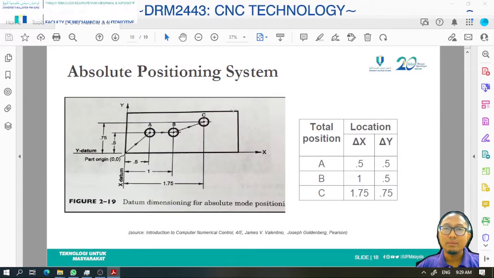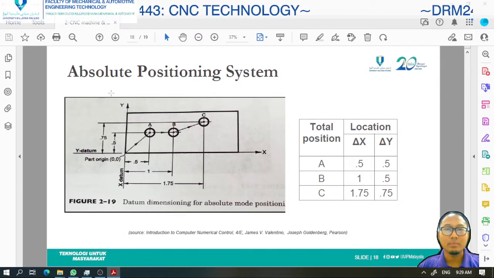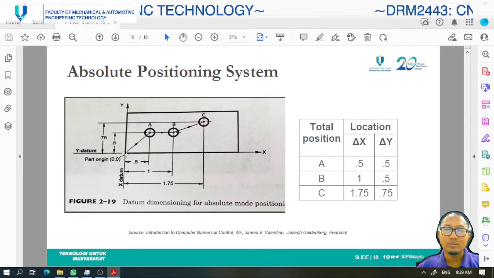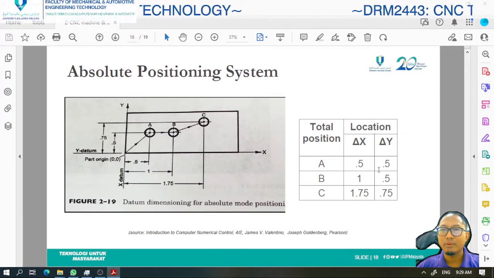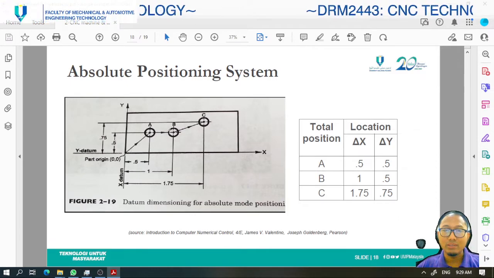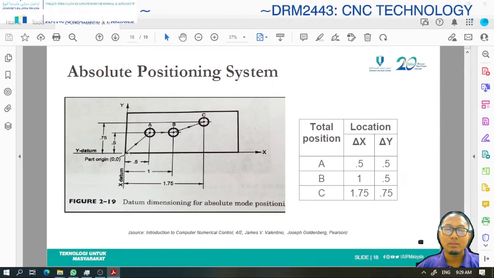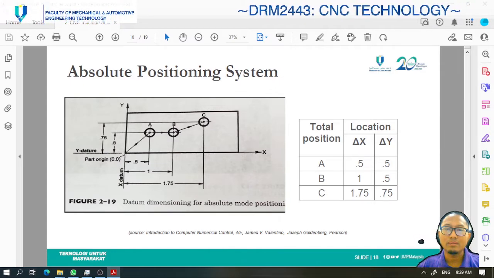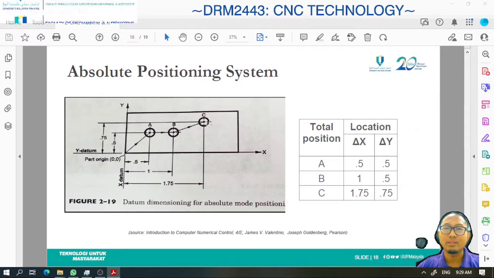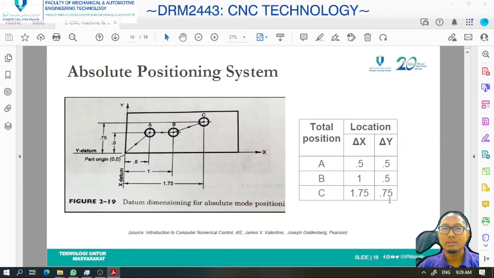So let's say we have the same diagram, points A, B, and C, but this time we are going to use the absolute positioning system. The coordinate for point A will be relative to the origin 0, 0. So it will be 0.5 and 0.5. And then point B relative to the origin. Remember, it is not relative to point A. It is relative to the origin 0, 0. So the position will be 1 and 0.5, and similarly C will be 1.75 and y-axis is 0.75.